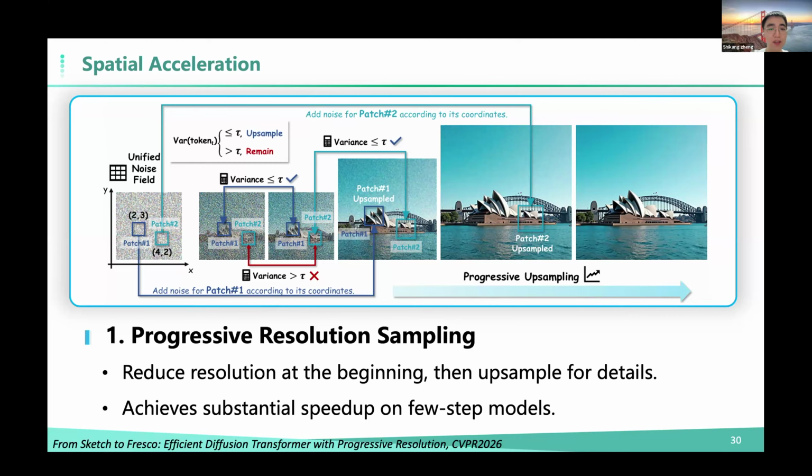Because during the whole progressive resolution sampling, the information of the images is largely preserved, because you just reduced the whole resolution of the image. And the geometric information is preserved as well.